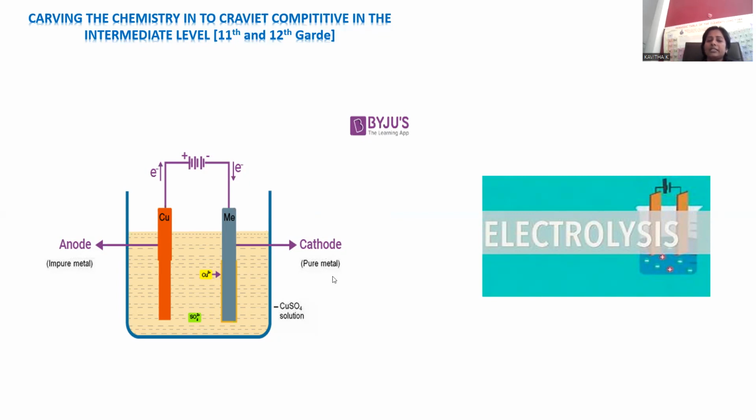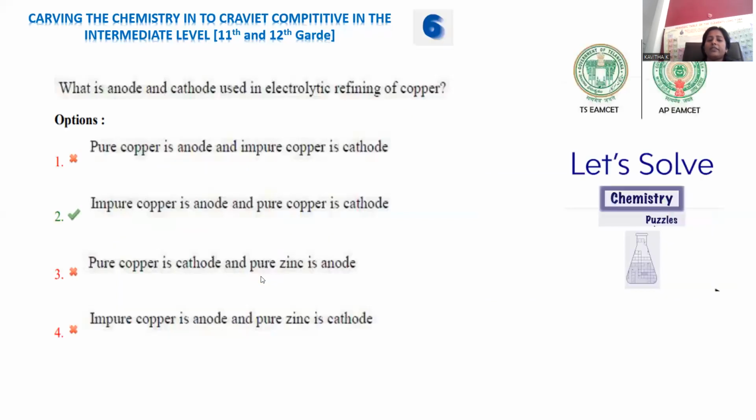Pure metal is taken as the cathodic region, and the electrolytic solution filled here is copper sulfate. And through these electrodes, we are passing the current. Whenever current is passing, copper metal will be deposited on the cathode. This is the way we can extract metallic copper by electrolytic refining. By this, for question number 6, option number 2 is exactly justifiable. Impure copper is taken as the anode and pure copper is regarded as the cathode.